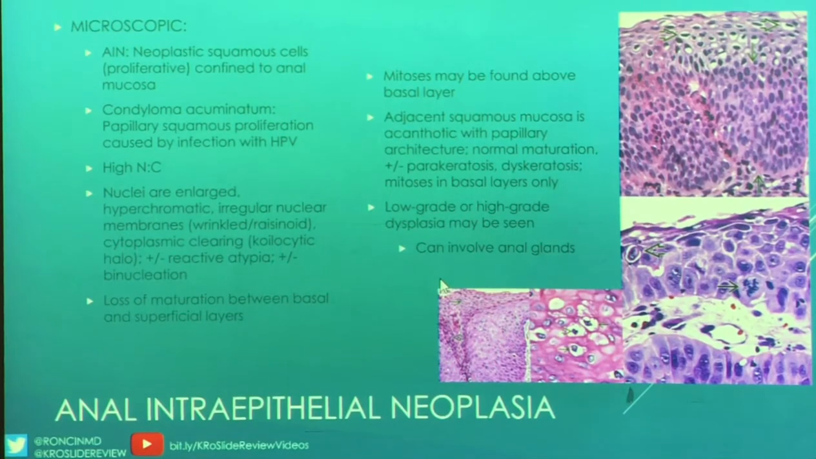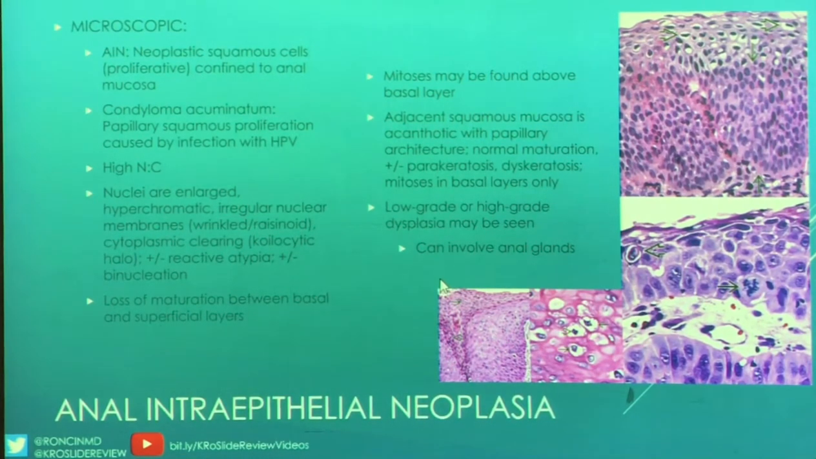They tend to have a very high nuclear to cytoplasmic ratio, and the nuclei, as we've been talking about, will be enlarged, hyperchromatic, with that raisinoid appearance. You may have the coilocytic halo. You can just see reactive atypia though, as well as binucleation. All these things are signs of reactivity as well as the HPV infection. You will see loss of maturation between the basal and superficial layers. That's kind of the definition of what's going on. And you can see mitotic figures above the basal layer, and they may be atypical, particularly if you're looking at high-grade dysplasia within the lesion.